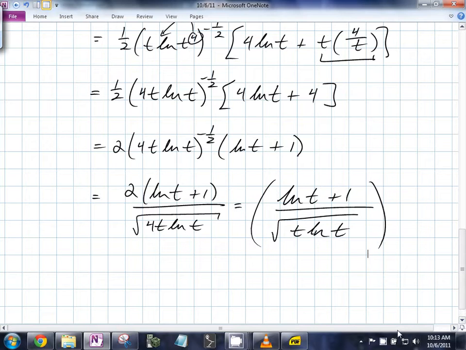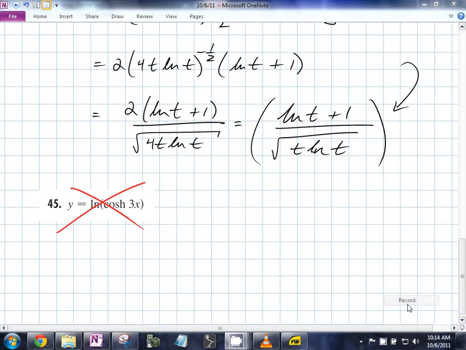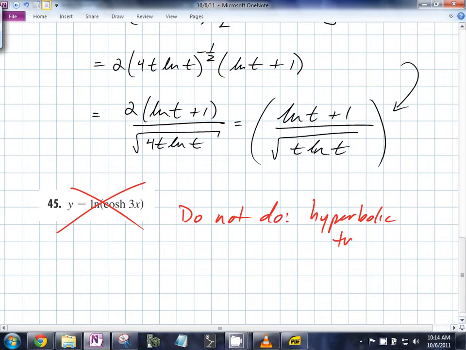No, do not do that. You can look it up. This is a hyperbolic function. We're not covering those. You can look it up in 3.9. We're not doing that. Okay, moving on. Any others?